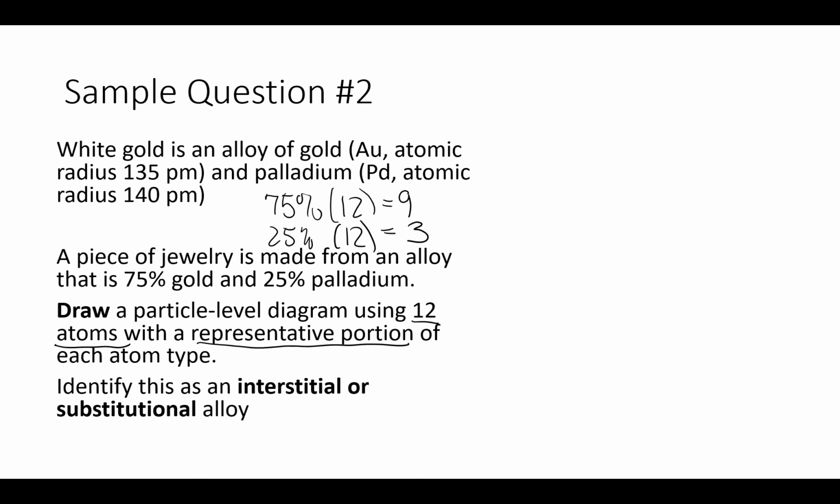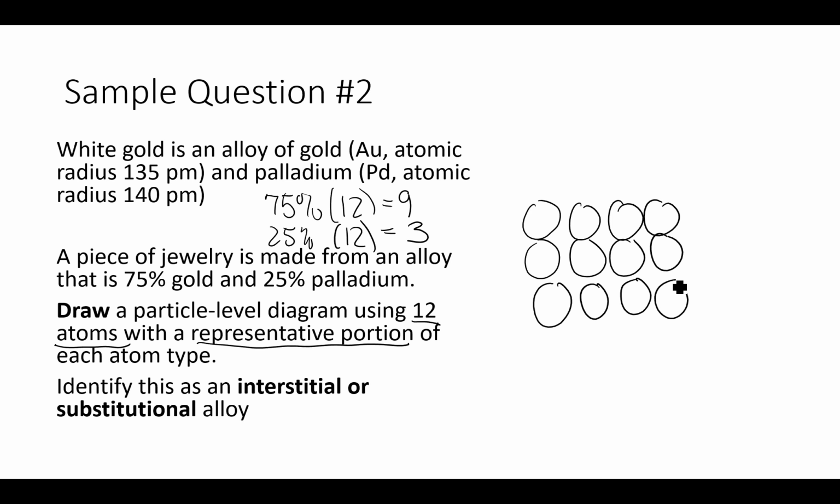So if you're drawing them out, I'm going to draw 1, 2, 3, 4, 5, 6, 7, 8, 9, 10, 11, 12. I'm going to show them all having pretty similar radii because this looks like it's going to be a substitutional alloy. And how do I know this? Because they're similar radii. So again, similar radii, substitutional. If one of them is a lot smaller than the other, then it's interstitial.